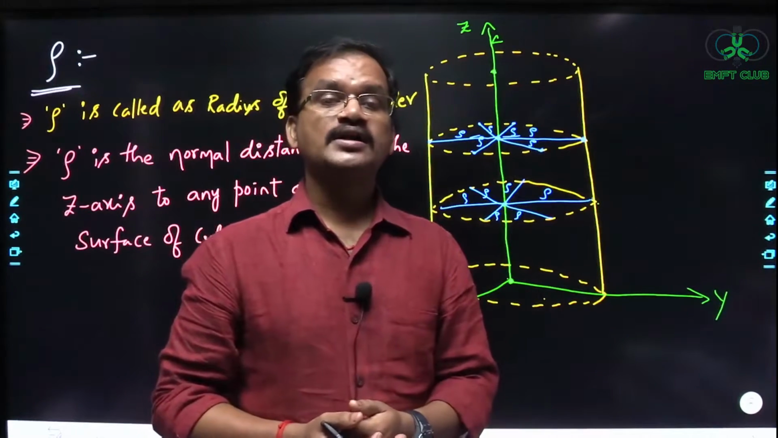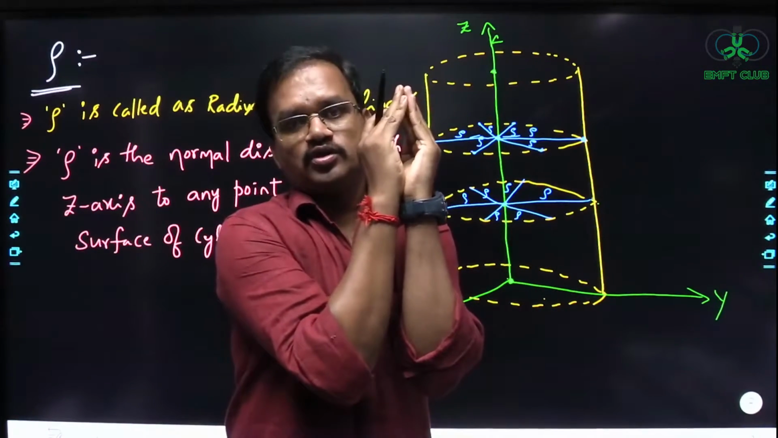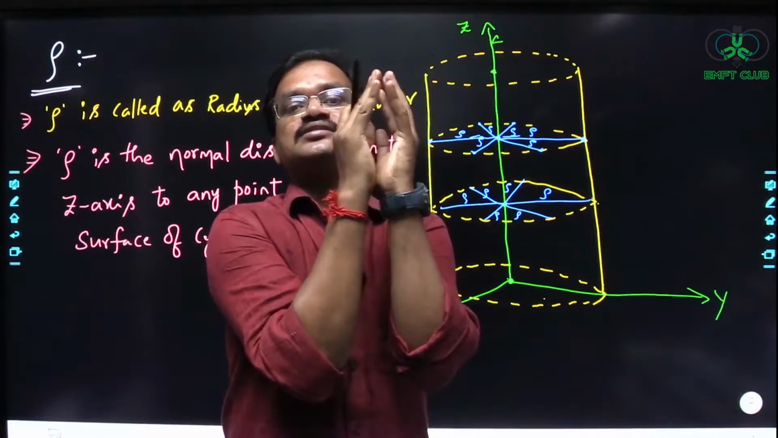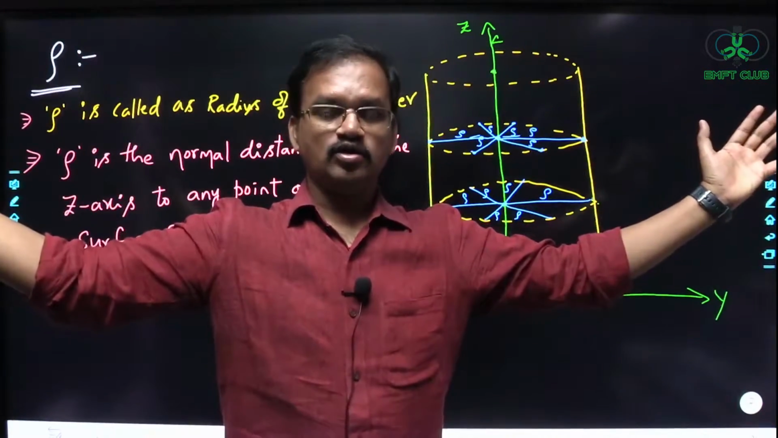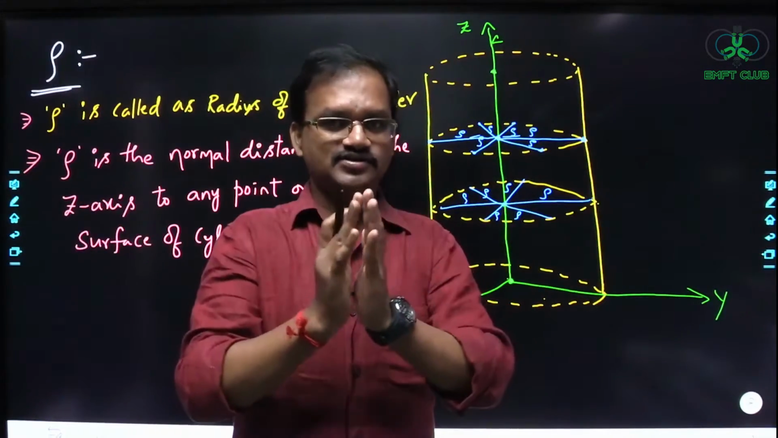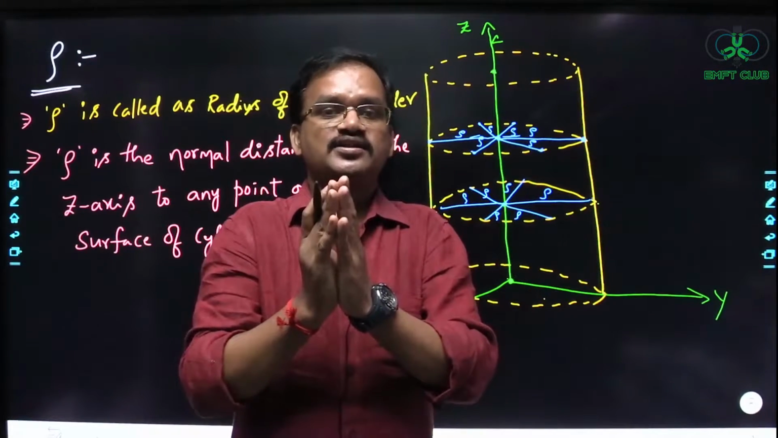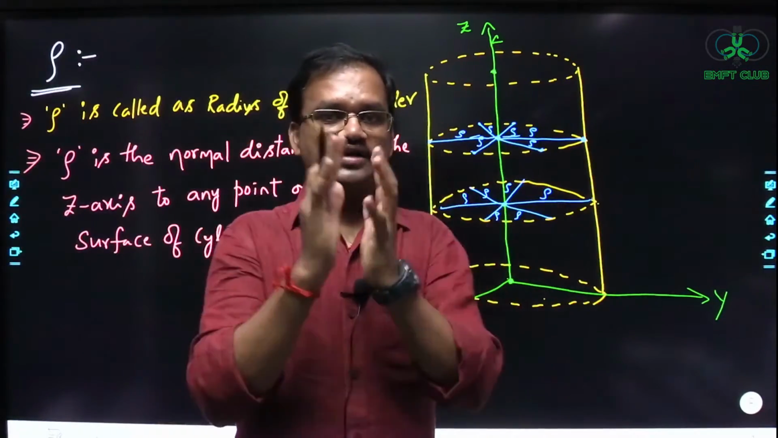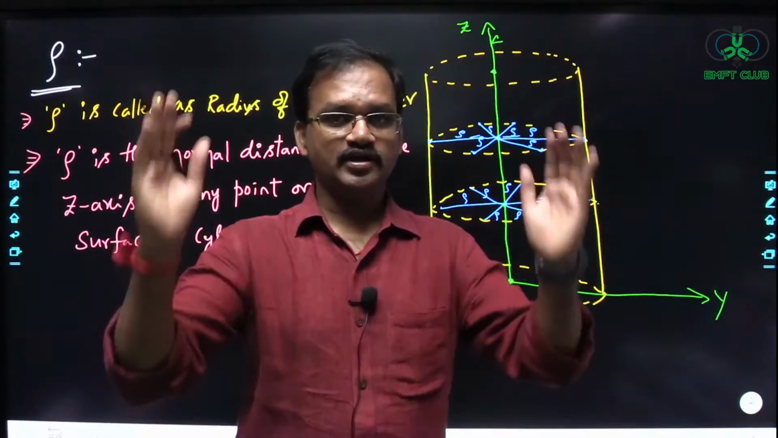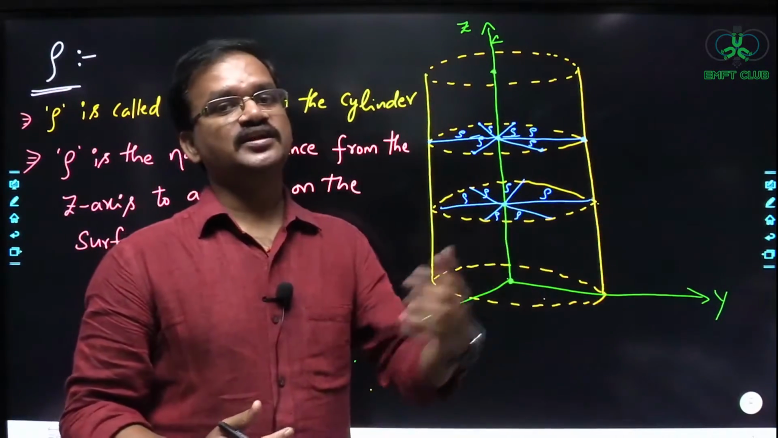Understood? So what is the range of rho here? You can make the size of the cylinder up to what? Up to 0. You can make it as minimum as 0. And you can extend the size of the cylinder up to what? Up to infinity. You cannot make it exactly infinity, but you can extend the radius up to infinity. You can make the radius exactly 0, and as rho varies, you can vary the size of the cylinder from 0 to infinity.